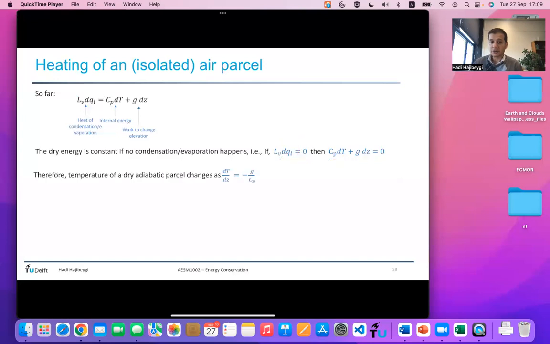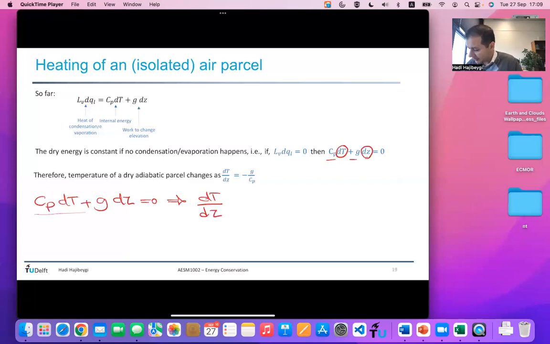Because now I can say for a dry parcel, change of the temperature is proportional to the change of the elevation with a factor of G divided by Cp. Because now I can write my Cp dT plus G dz is 0. Therefore, my dT divided by dz, so I'm dividing everybody by a dz factor that goes away from here, and then I have it for this one in here. Then I put G on the other right-hand side, which will be minus G divided by Cp.